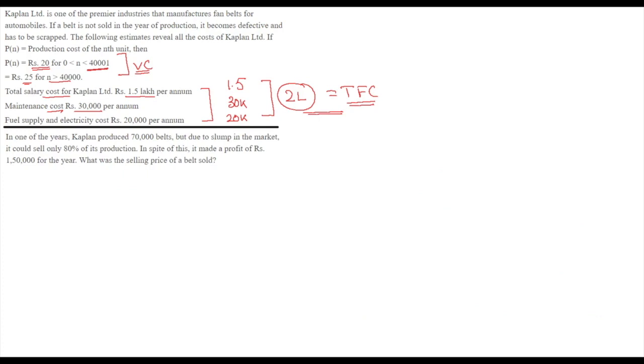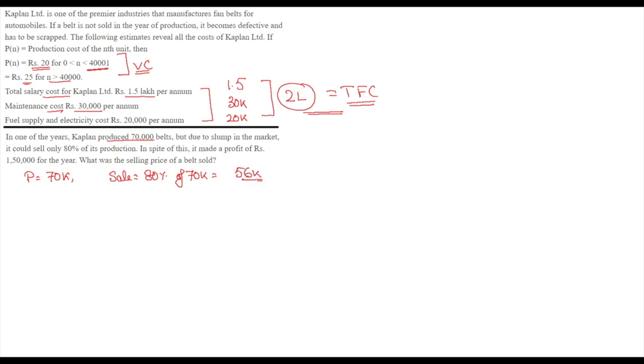Let's now look at the fourth question of this set. Now, in this question, it is given that in one of the years, the company produced 70,000 belts, but due to slump in the market, it could only sell 80% of the production. So the production stands at 70,000. However, the sale stands at 80% of 70,000, that is equal to 56,000.